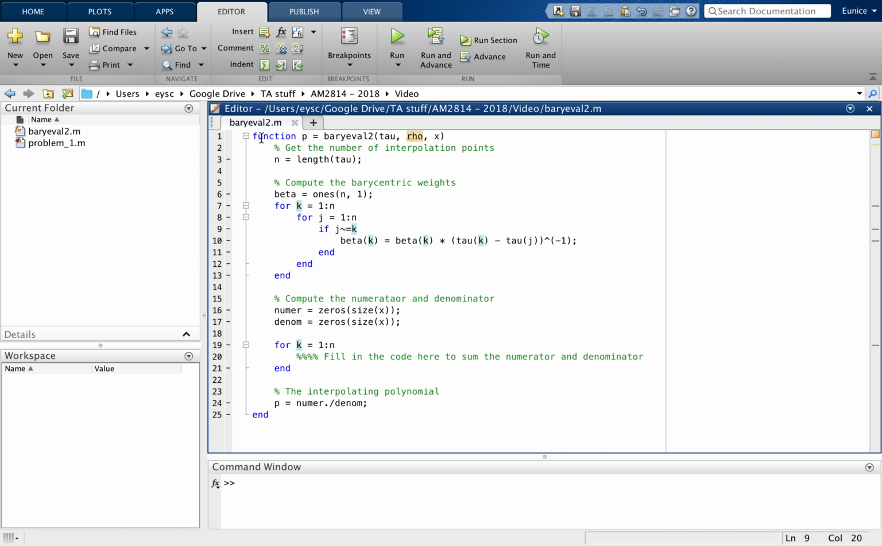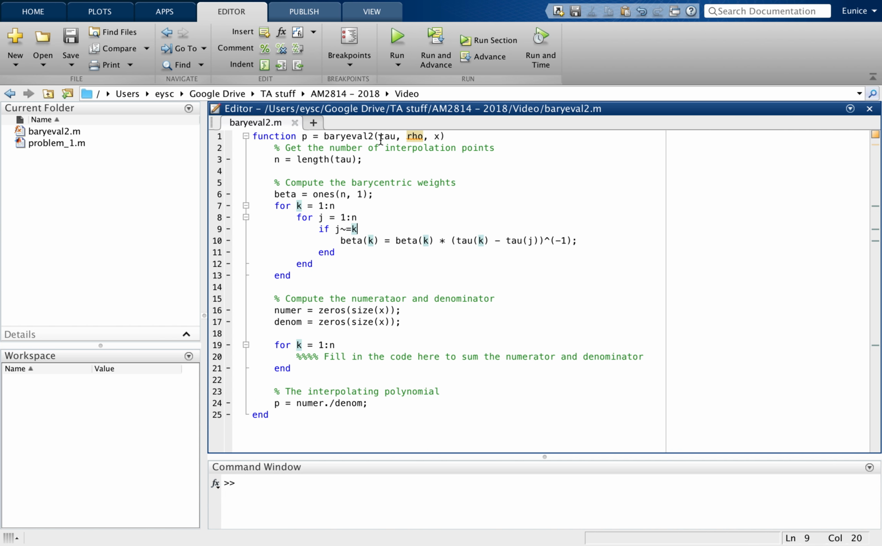So here we have a function. Just letting you know, whatever your function name is, the file name has to match. If your file name and your function name are different, MATLAB will not recognize your function. So make sure that your function name and your file name are the same.